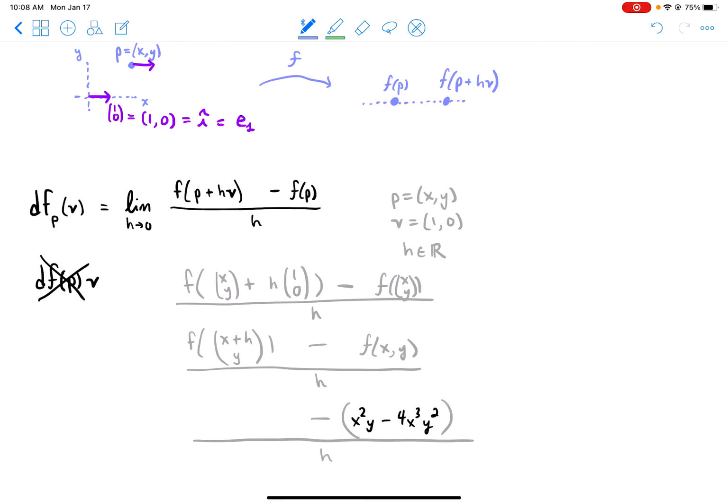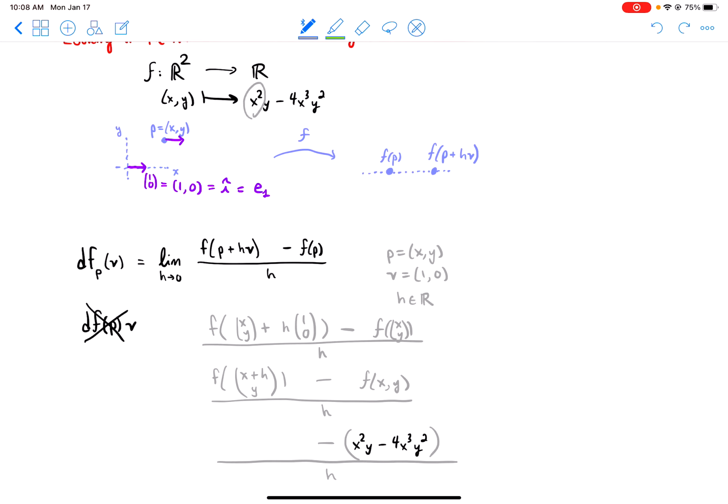And then what do I do up here? Well, wherever I see an x, I will replace it with x plus h. So I get an x plus h squared times y minus 4 times x plus h to the third times y squared. Pause the video and try to figure out how I made this using this formula and got this formula.